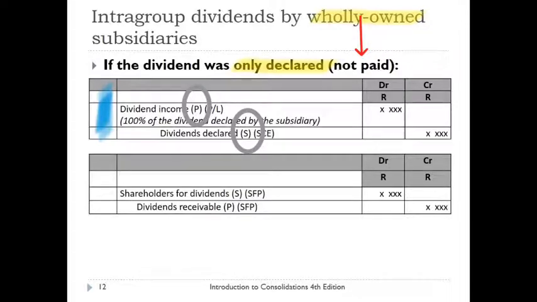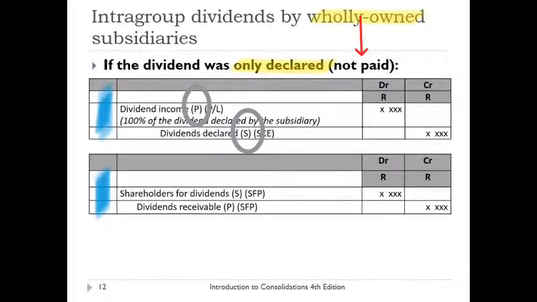And that's because I have P and S added together, and now I'm adjusting that combined totals for purposes of the consolidated numbers. But when I have a dividend that was declared and not yet paid, there's also shareholders for dividends and dividends receivable balances that I have to eliminate. And that is what the second journal entry is for.